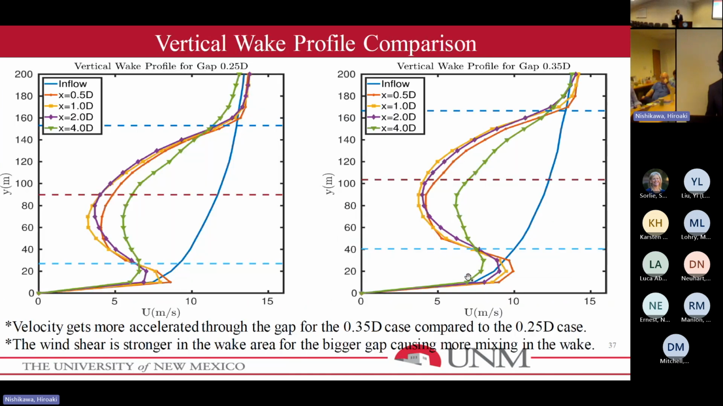So this is the vertical wake profile comparison. As you can see from this, the fluid gets accelerated more for the larger gap. And you can also see from here that the wind shear is stronger for the larger gap, which brings more turbulent mixing in the rotor area.